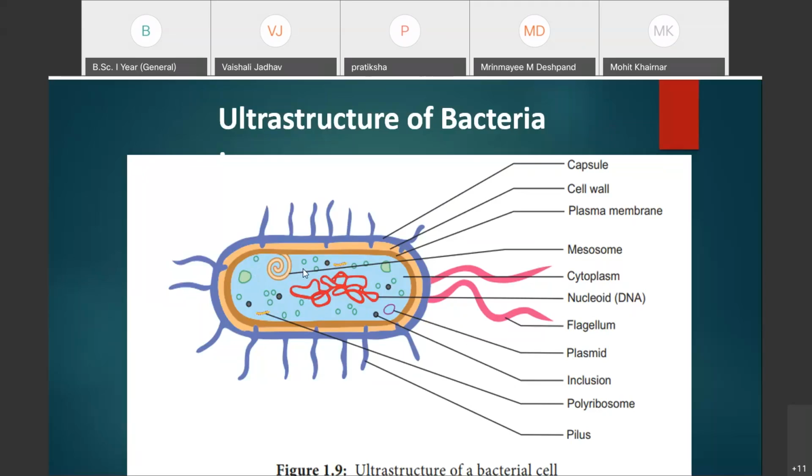In eukaryotic organisms, the ribosomes are mainly attached to the surface of the endoplasmic reticulum. If you see the eukaryotic cell, these ribosomes are attached to the wall of the endoplasmic reticulum, and that's why these endoplasmic reticulums are referred to as the rough endoplasmic reticulum. The endoplasmic reticulum having ribosomes on its wall is referred to as the rough endoplasmic reticulum.